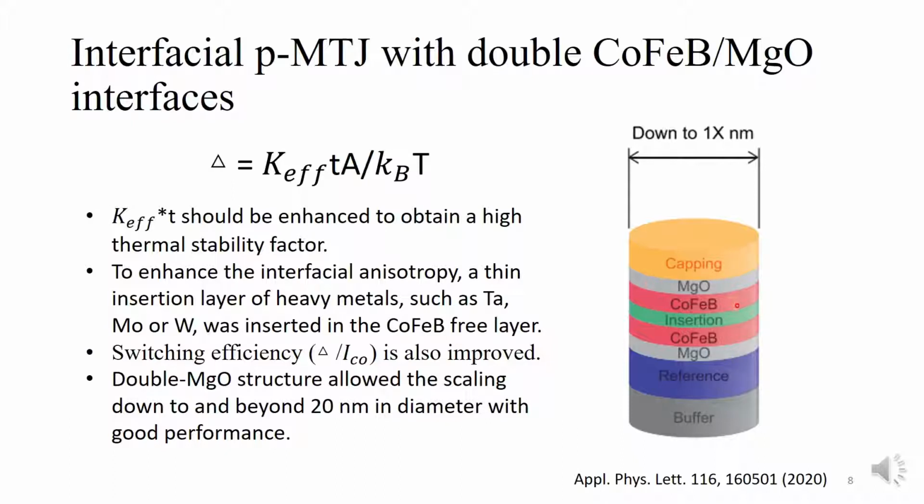So to solve this problem, a heavy metal insertion layer is added between the cobalt boron layers to create another interface, and it enhances the interfacial anisotropy. And also, the switching efficiency is improved. The double MgO structure allows scaling down to about 20 nanometers, even 10 to 20 nanometers in diameter, and it still has good performance.